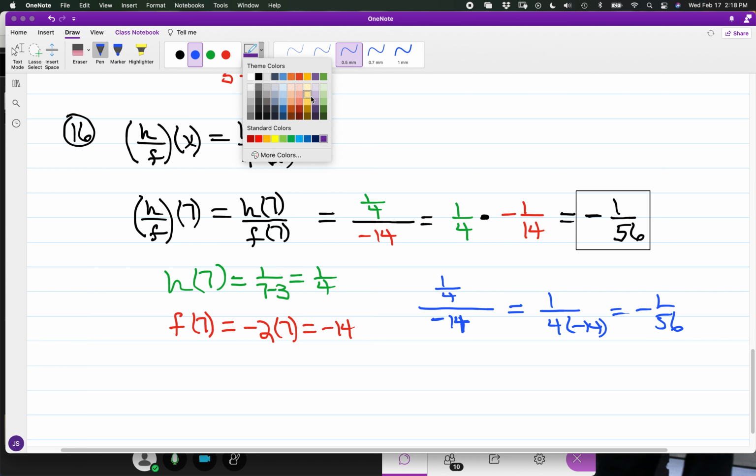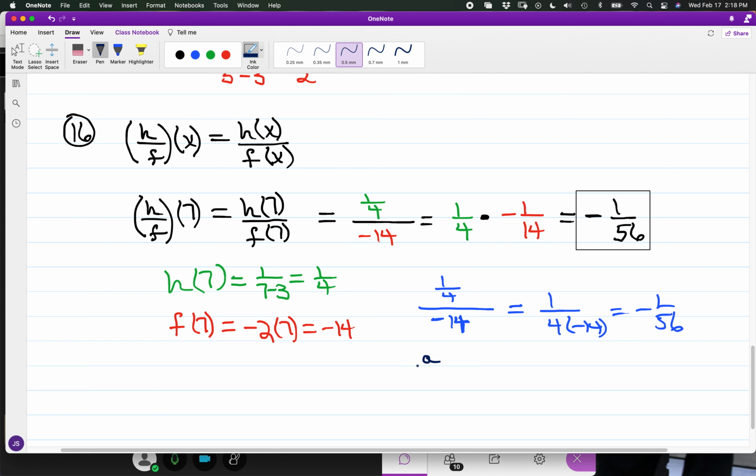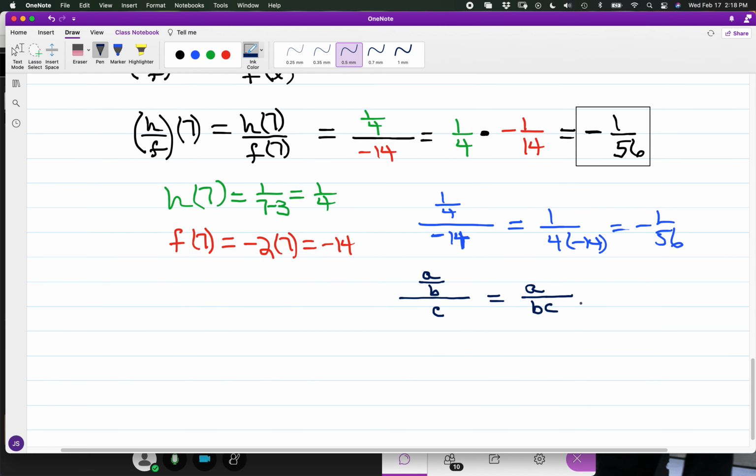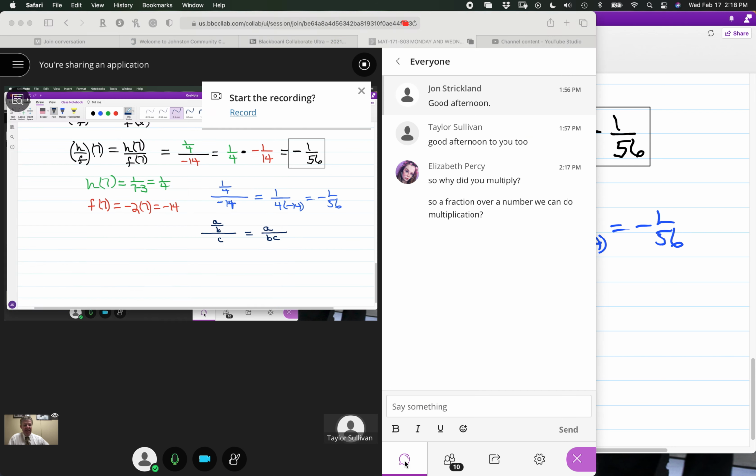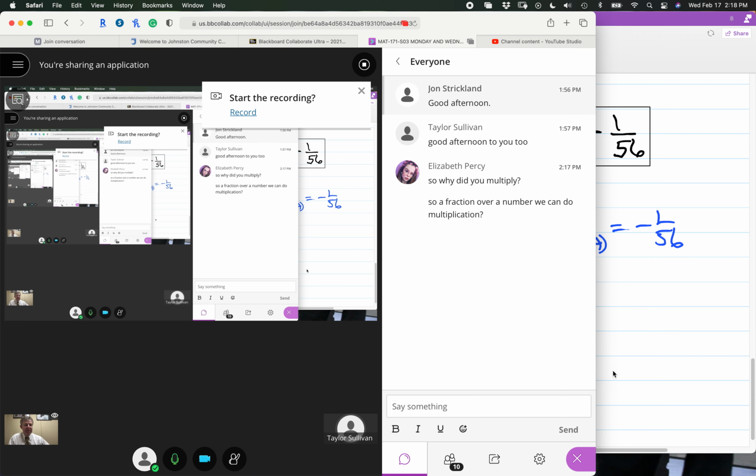I don't know if they still teach this stuff, but there used to be some of these property shortcuts, like if you have something like a over b divided by c, this would condense down to a over b times c, where we have the denominator of this ratio.